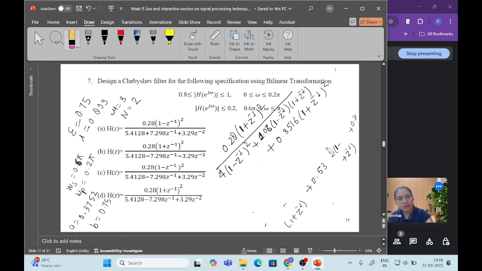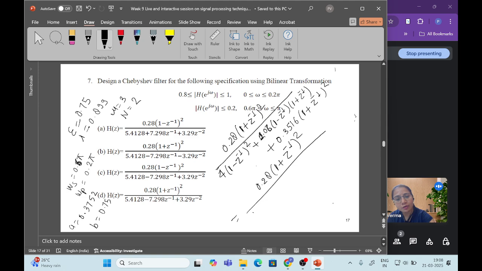Now if you further divide and multiply and do the calculation, you will get 0.28 into (1 plus z inverse) whole square divided by, just multiply all those things, open the brackets, then take all those things, you will get 5.4128 minus 7.298 z inverse plus 3.29 z to the power minus 2. Okay, you will get all those.